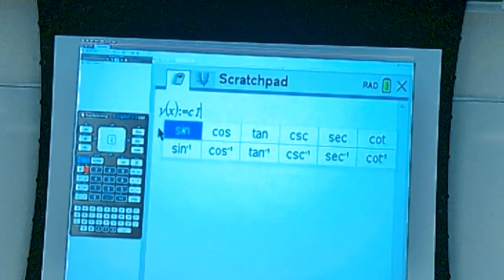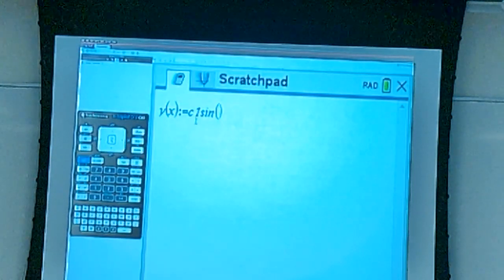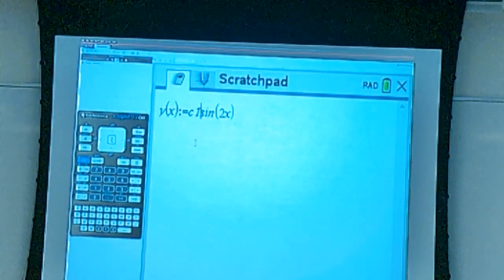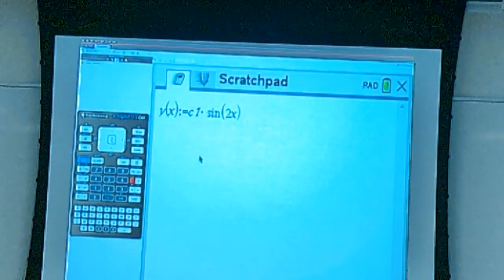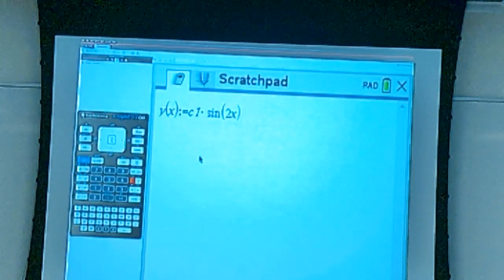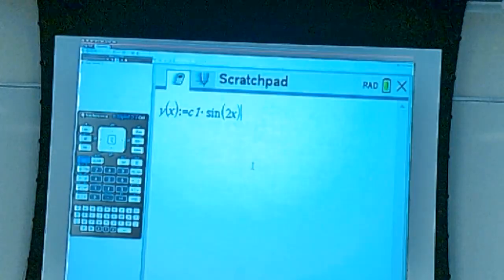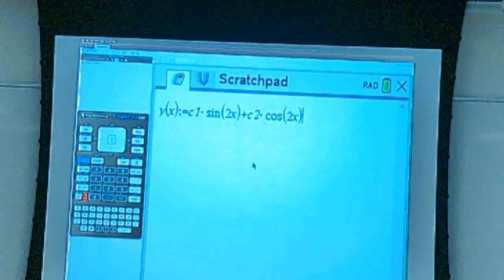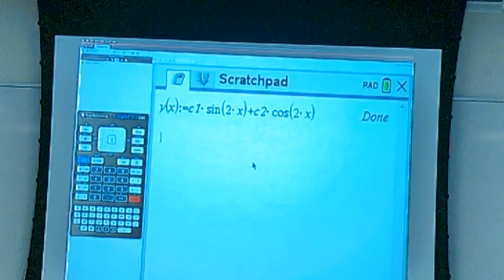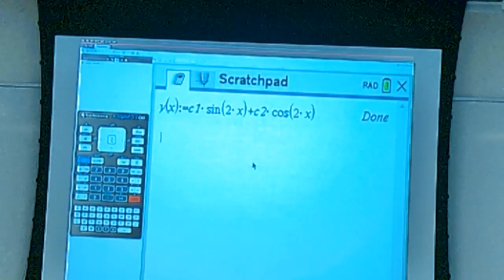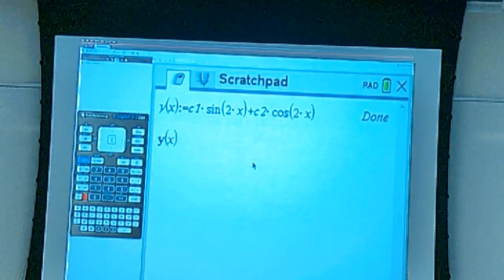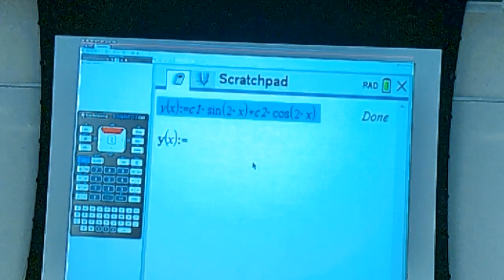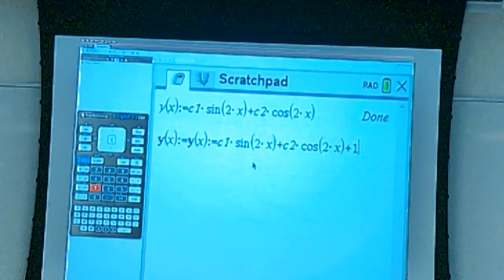If you hit this button here, trig, it just brings up all the trig and inverse trig functions. And you just click sine. Oh, right, okay. Yeah. So what do you notice? The sine is italicized, right? I did a multiplication there, so it doesn't read it as one continuous string. Plus C2 times cosine 2x. No, just copy the whole thing.